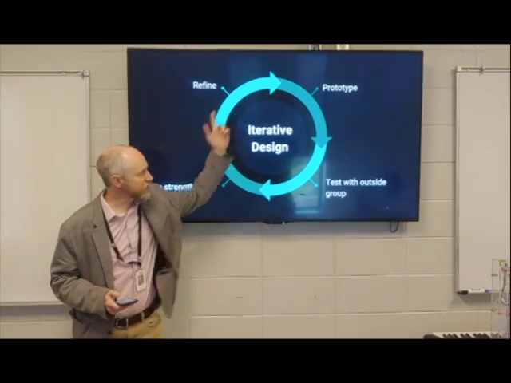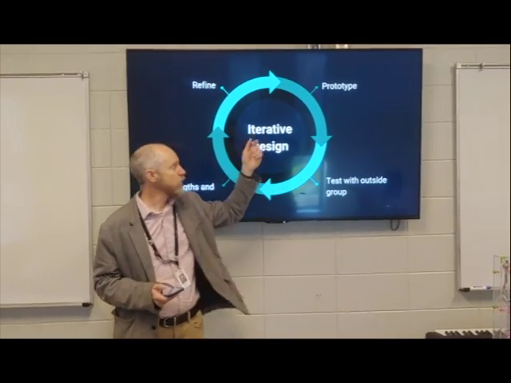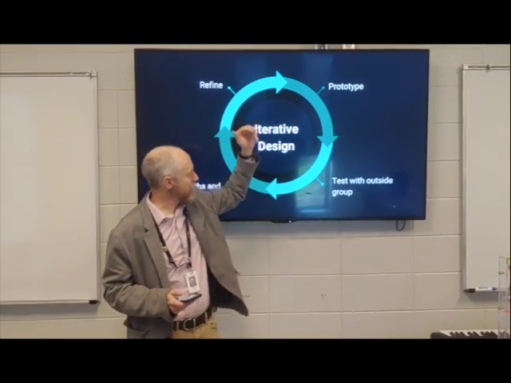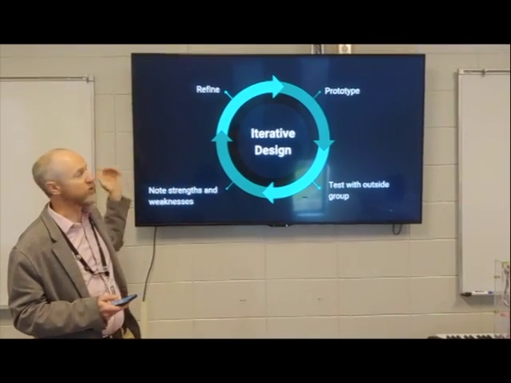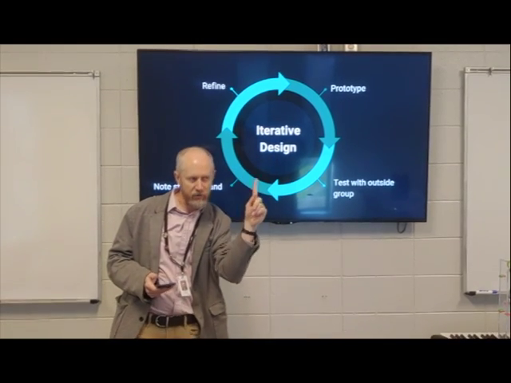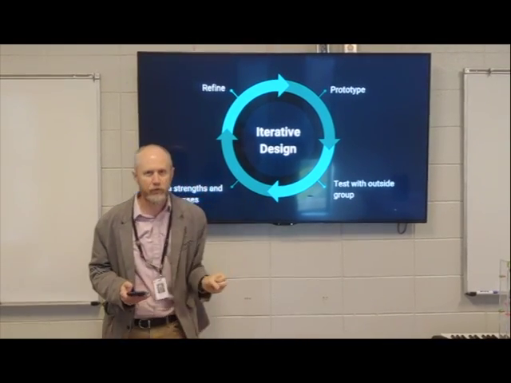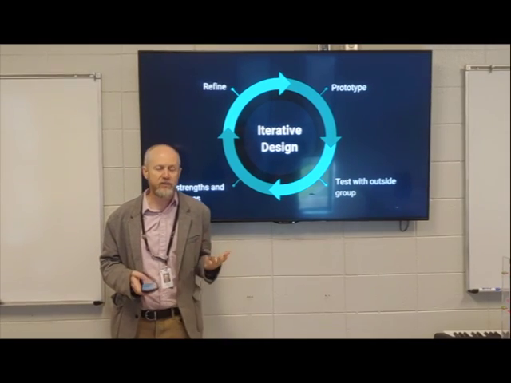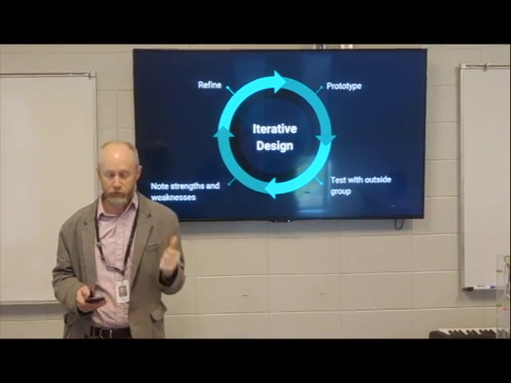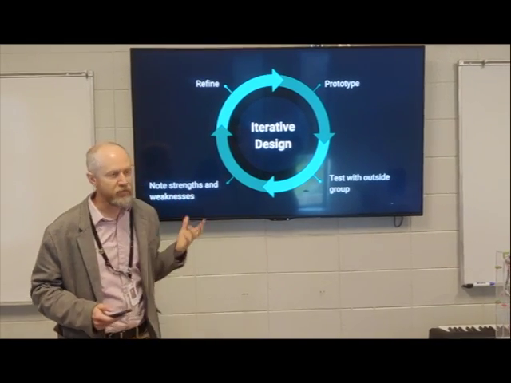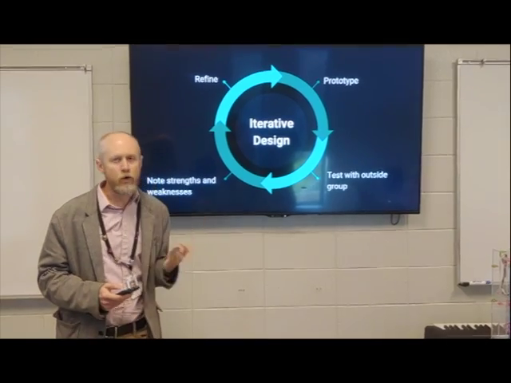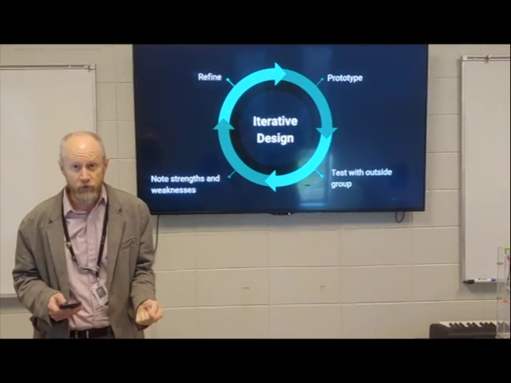And really, the process becomes more like a wheel, where you refine, prototype, test, note strengths and weaknesses, refine, prototype, test, and this goes on in a spiral, and the spiral gets tighter every time until you have a final product. It's still not perfect. Nothing's ever perfect, but it's as good as it's going to get for you now to be able to release it. Now, this is the thinking we want our students to think about, because they know how to do this. They just don't always do it in school.